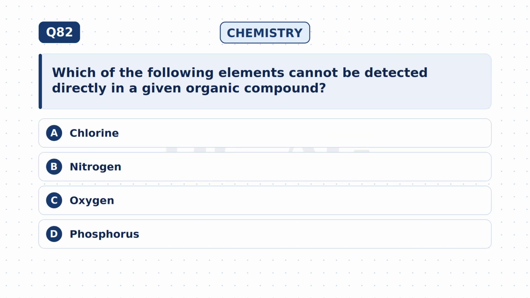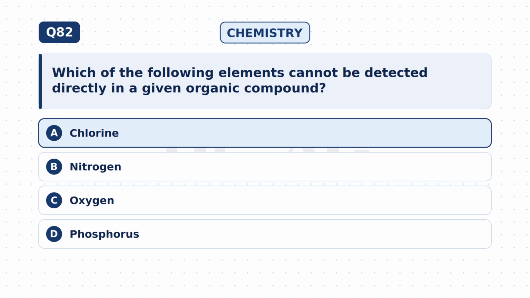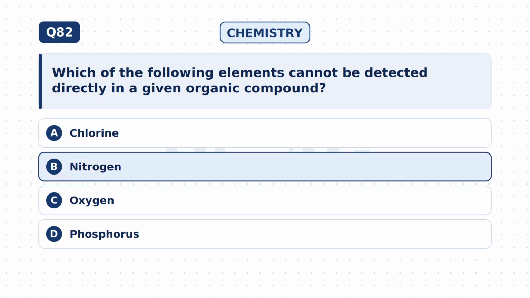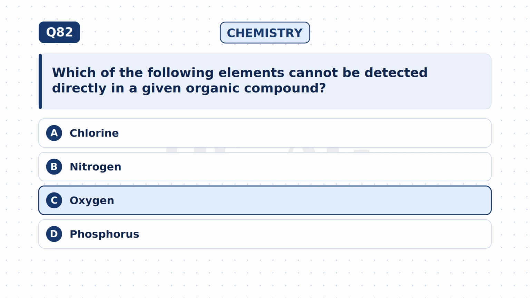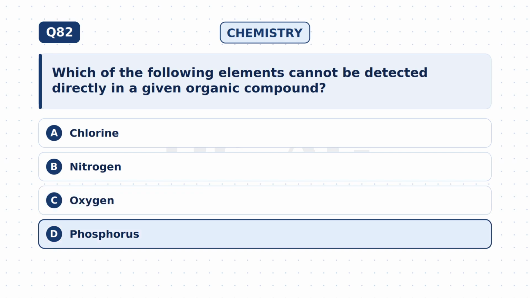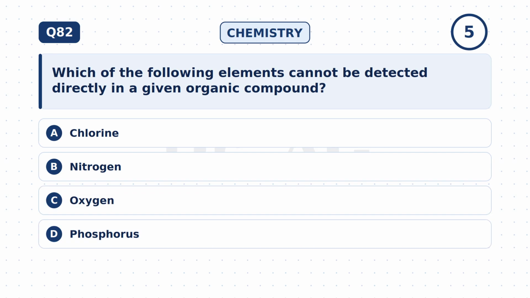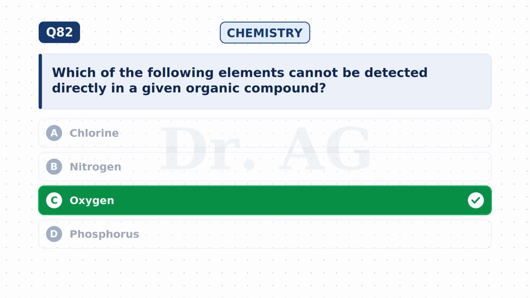Question 82. Which of the following elements cannot be detected directly in a given organic compound? Option A, chlorine. Option B, nitrogen. Option C, oxygen. Option D, phosphorus. The correct answer is C, oxygen.